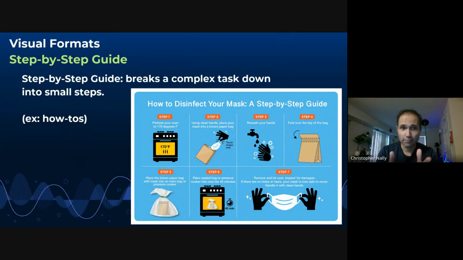And then we have the step-by-step guide. So this is different from a list. It's very similar, but it's a chronological list, meaning it is step-by-step from beginning to middle to end. Think of it like a how-to. So you could take a complex task or a relatively simple task, and you can break it down so your audience can follow from step 1 to however many steps in order to complete a specific task.